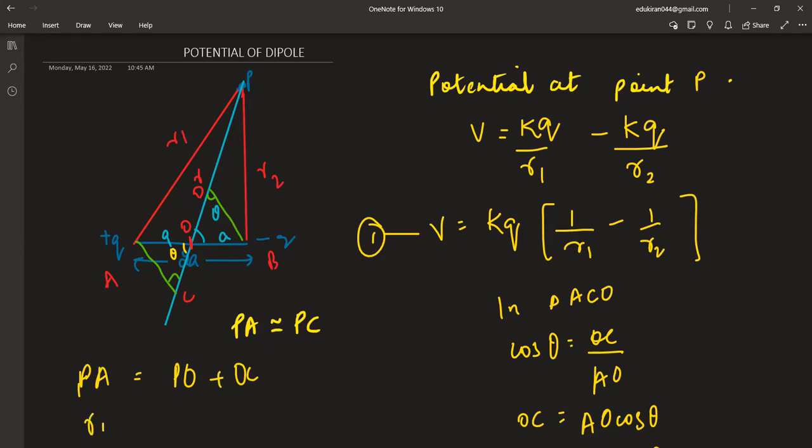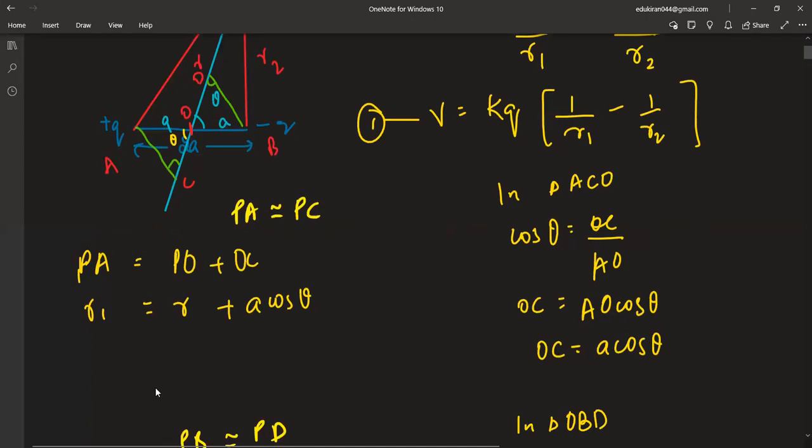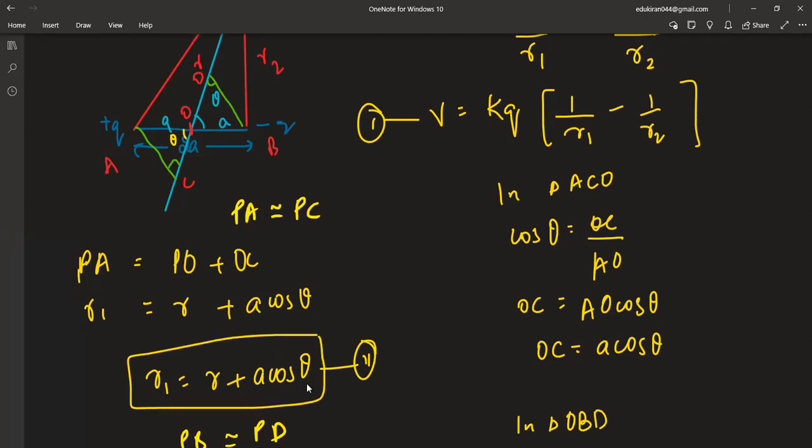What is PA? PA is R1. What is PO? PO is small r. What is OC? We have calculated OC is A cos theta. Do you get it? What have we done? We have found the final value of R1, with A cos theta. We have finally got the second equation which is needed. This is the first equation. This is the second equation. At least now I have A in my answer. I'll have theta in my answer. I'll have R in my answer.